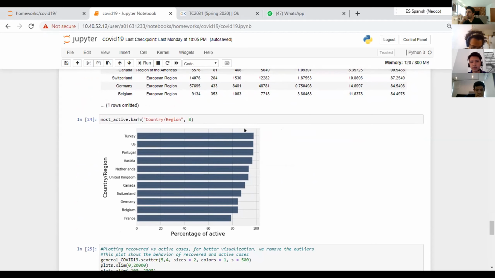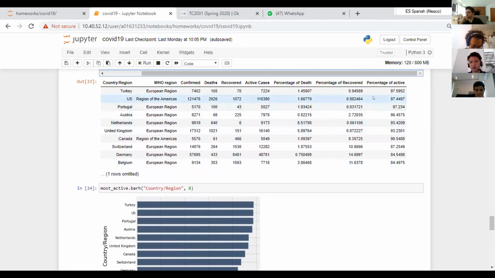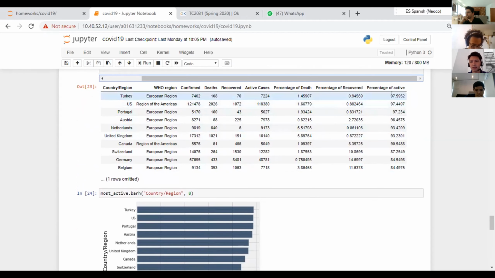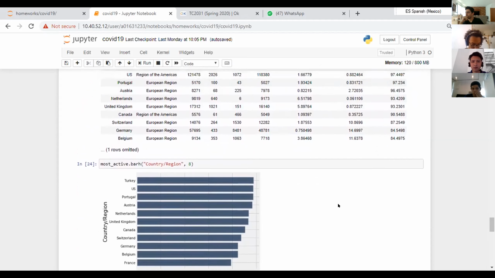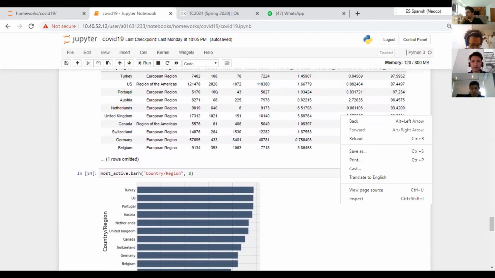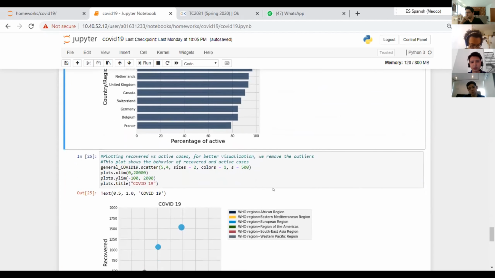For example, Turkey is actually above the US. It has 97% of infected people of those confirmed. Even though there's not a huge amount of people, they need to take that into consideration in Turkey. Otherwise, they could have a lot of problems.